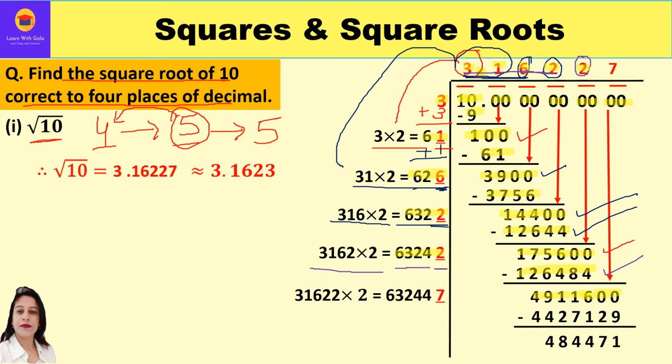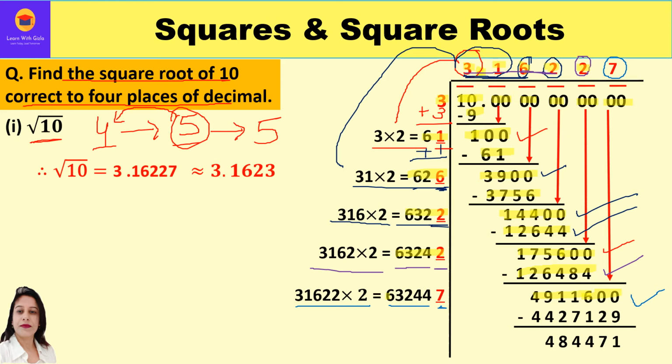Now the new quotient is 31622, which I will take and double. 31622 into 2, I will get 63244. Keep a blank over here. So you have to think of a number that should come over here, and the same number we will multiply with it and keep in the quotient, so that we get a product which is less than or equal to 4911600. So I got 7 as a suitable number after a lot of trials.